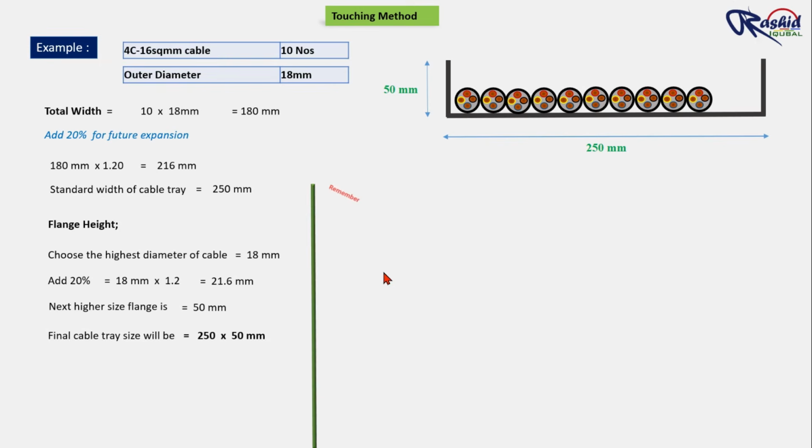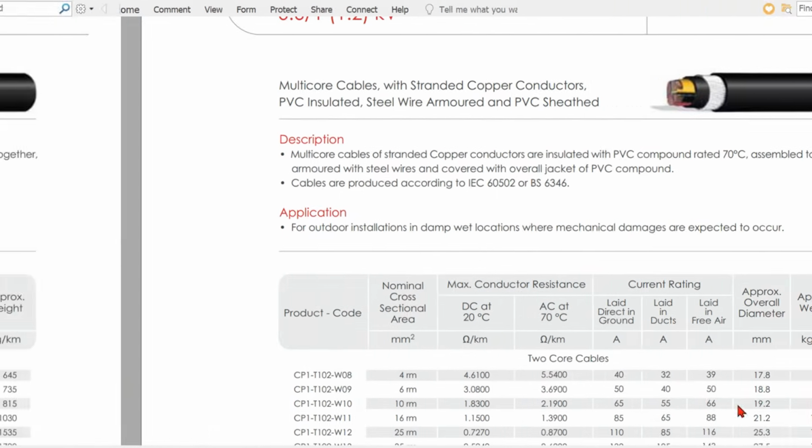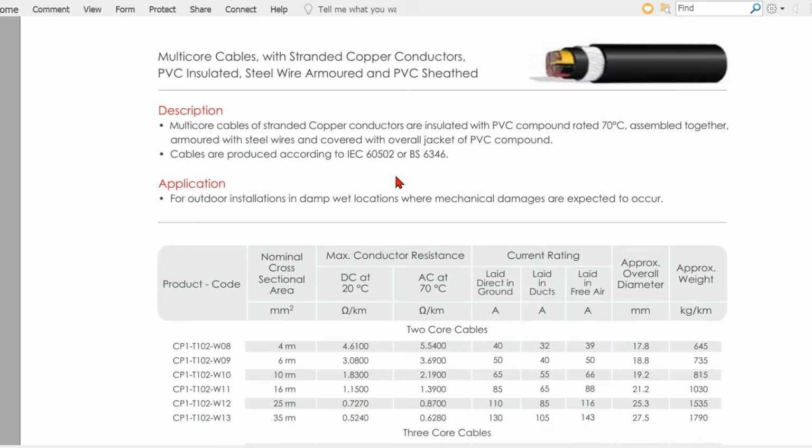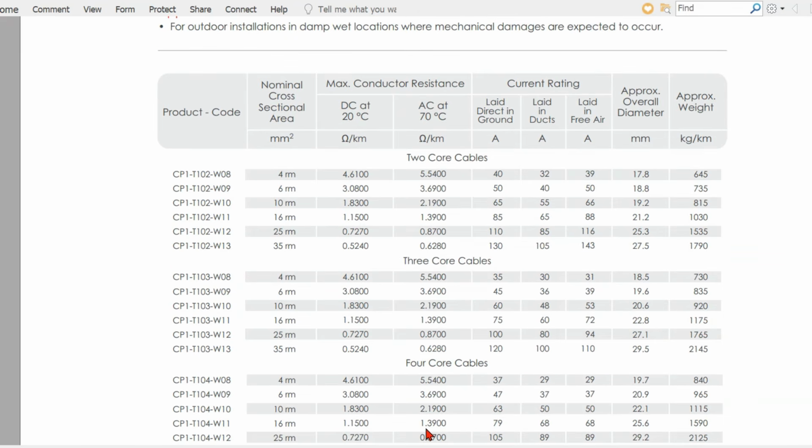But remember, due to grouping or this touching method, we need to apply a derating factor, and if needed, upgrade your cable size to avoid overheating. We are using 16 square mm 4-core cable. Its rated current carrying capacity in open air we can check in the catalog. You can see here the 4-core 16 mm square cable current capacity is 68 ampere.